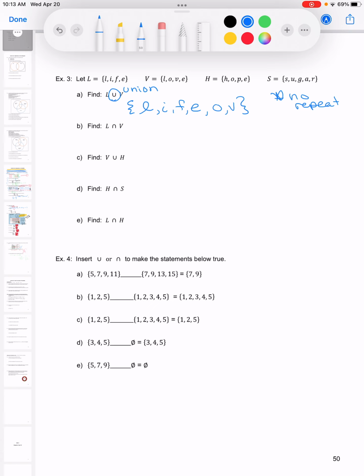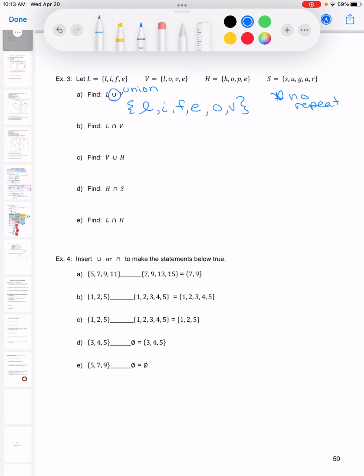Now to go with that, I'm going to do the intersection. The intersection would be those things that I was going to repeat. So there's an L in both of them and there's an E in both of them. What I had to make sure I did not repeat, that is the intersection.